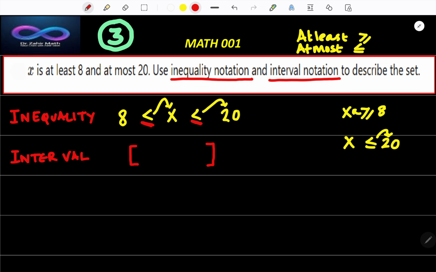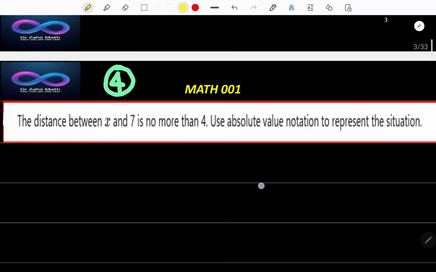Clear? Right. So what type of brackets you're going to use? And then you're going to put the number 8, 20. Because here you have this one and this one. So this is closed bracket. You should use it. Right? It's clear? Very simple. So the English words are very, very important, which is inequality notation and interval notation.